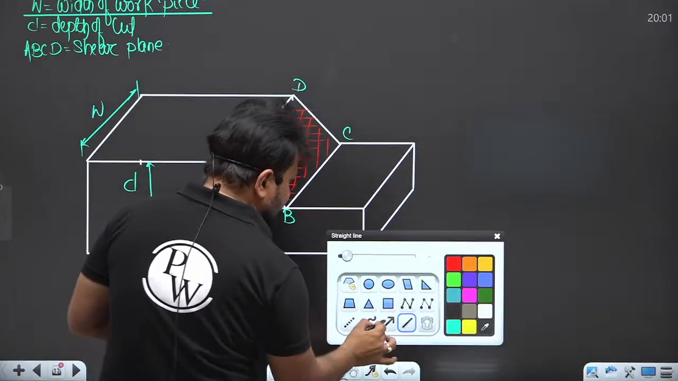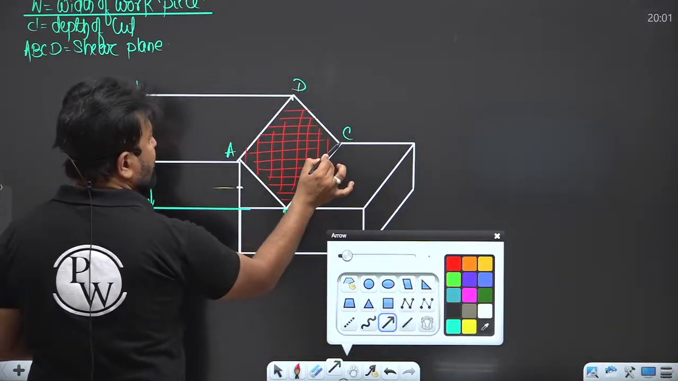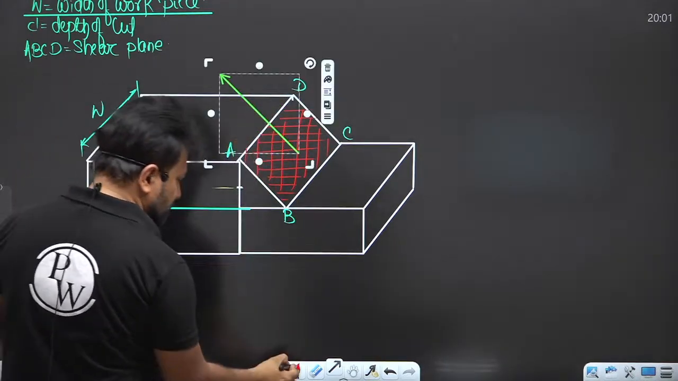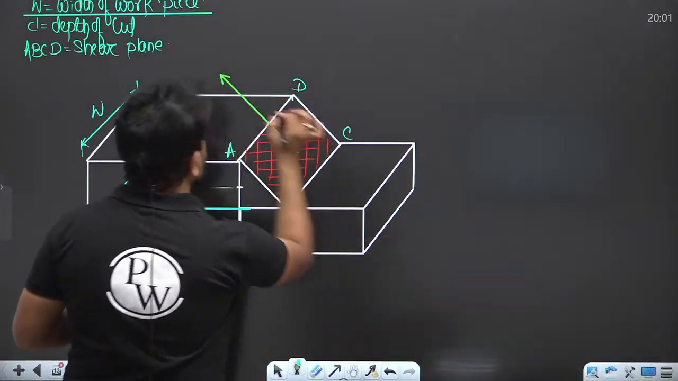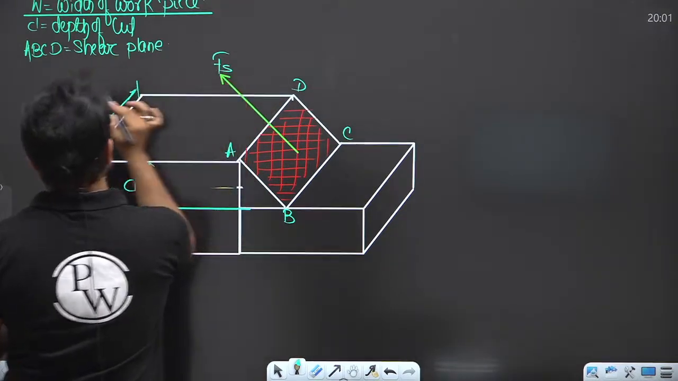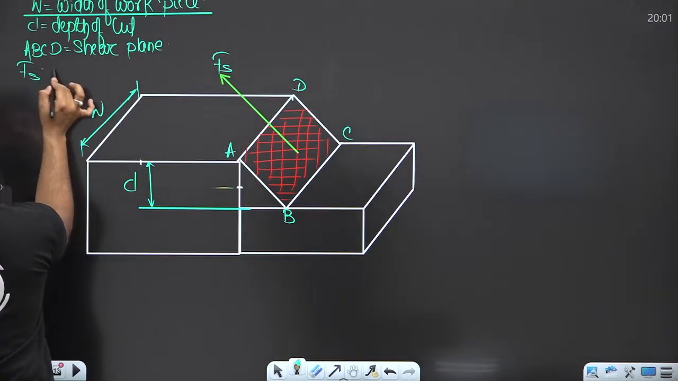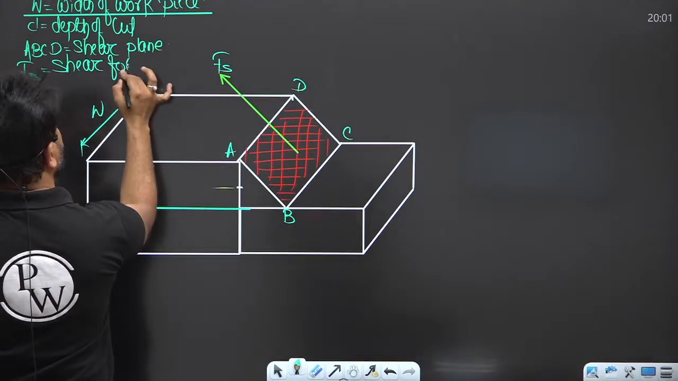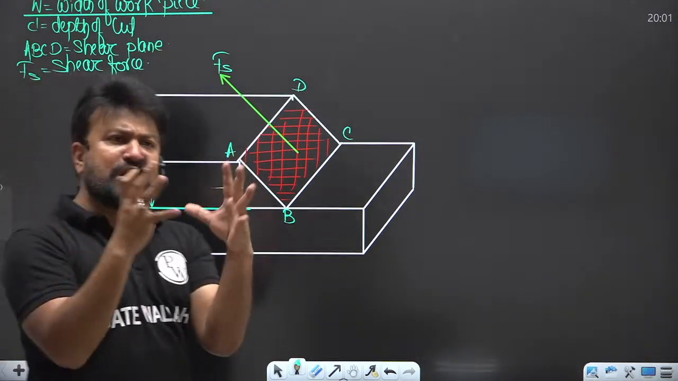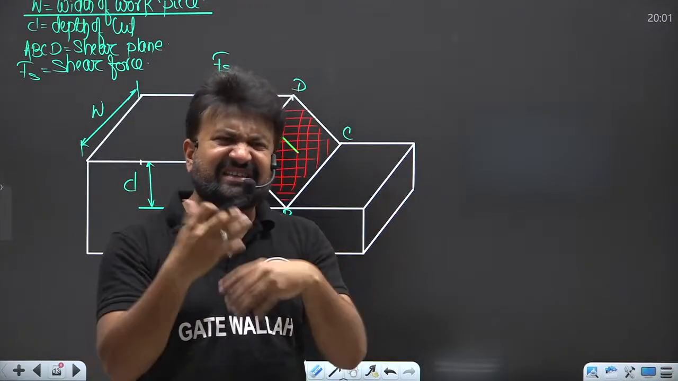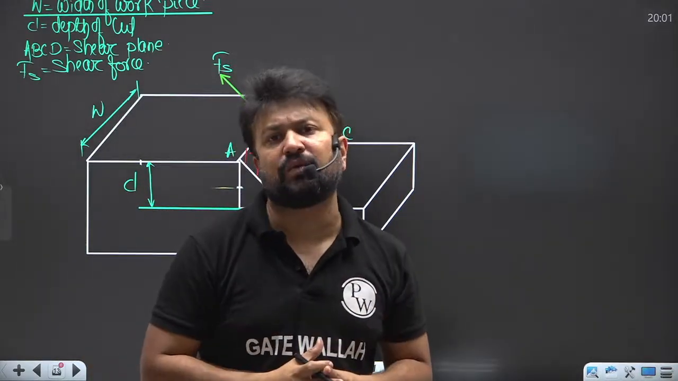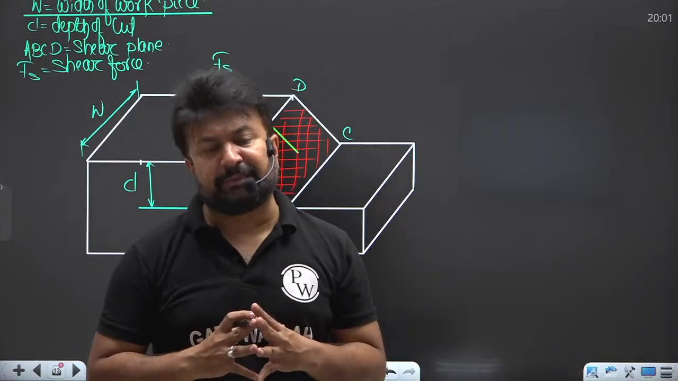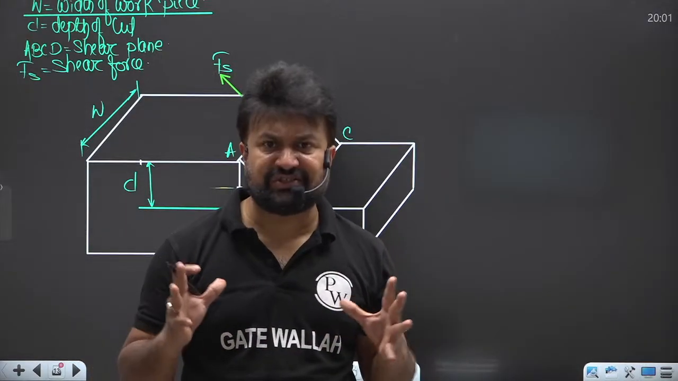Along this plane, a shear force is acting. Fs is the shear force, and because of this shear force, the crystal structure breaks down. Am I clear? Yes or no?